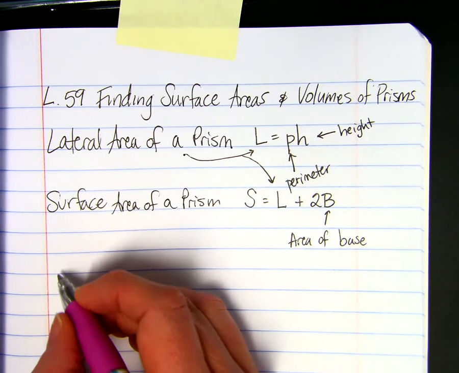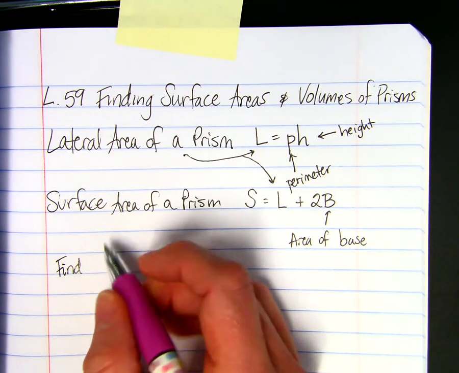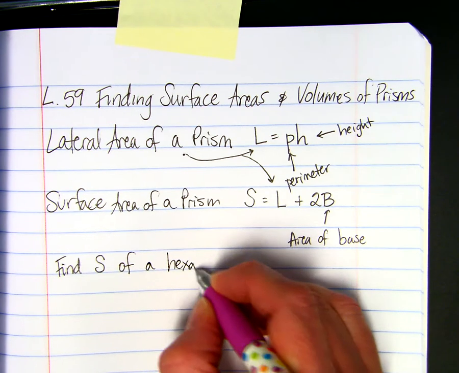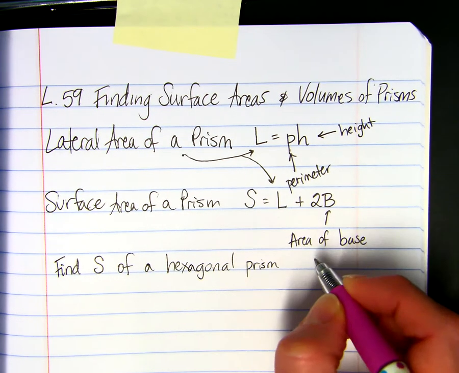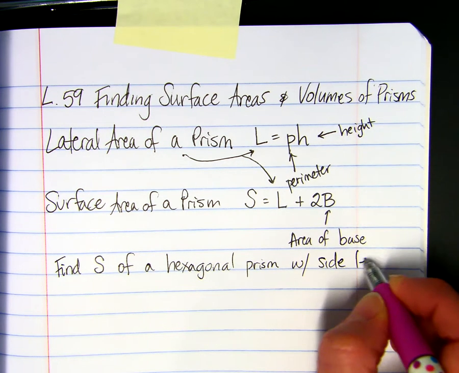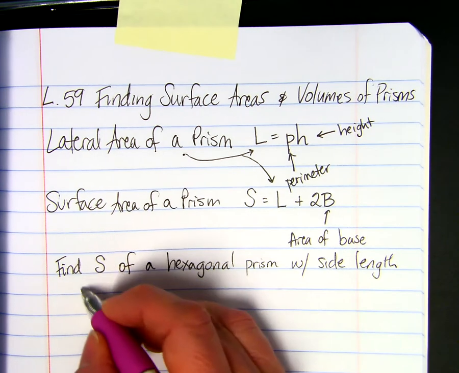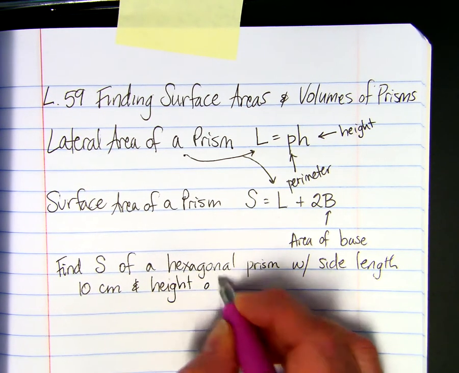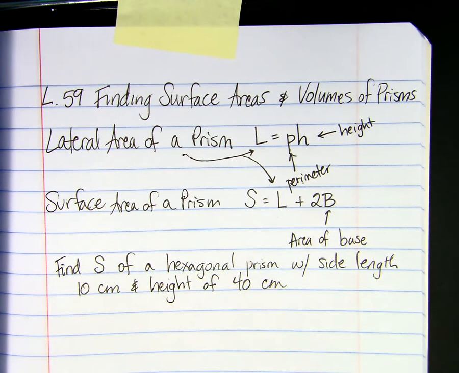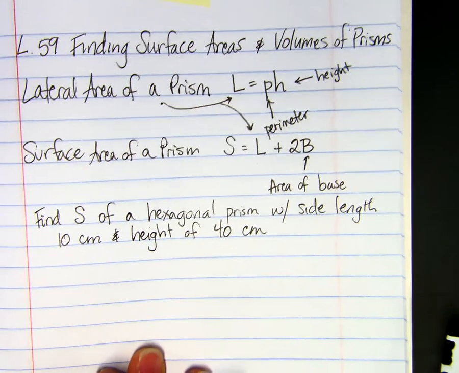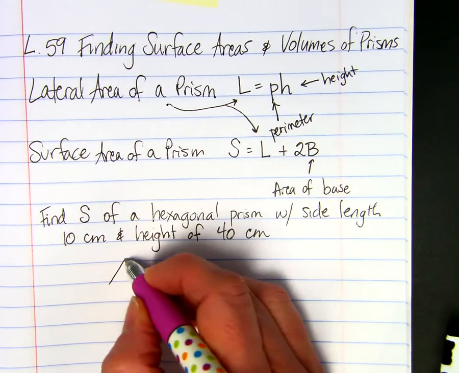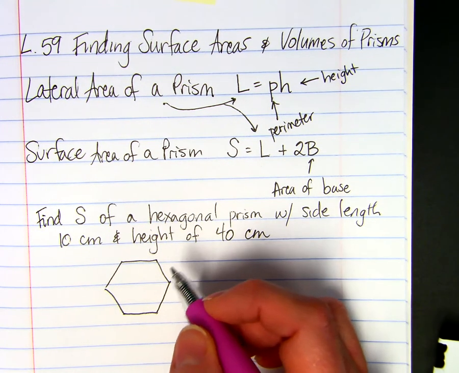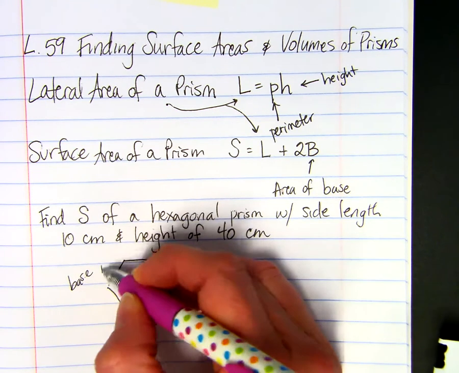We're going to do an example. Find, we'll just put capital S for surface area of a hexagonal prism with side length 10 centimeters and height of 40 centimeters. So because it's a hexagonal prism, the base will be a hexagon. So if we just draw ourselves a hexagon so we can see it. This would be the base. Every side is 10 centimeters.